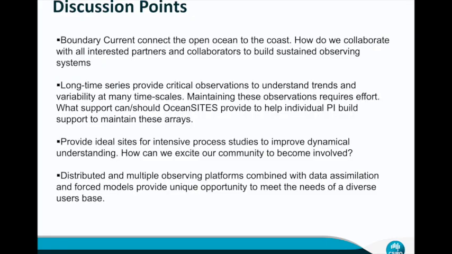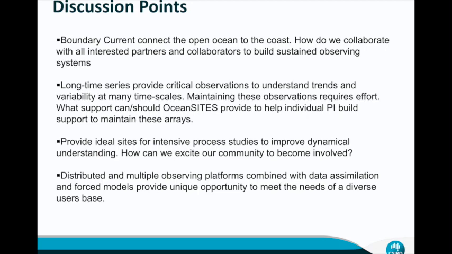I want to actually finish with just some discussion points to perhaps help feed into this session. And I've spoken about that the boundary currents are our connections between the open ocean and the coast, and we really do need to collaborate with interested parties about how do we sustain those systems, as I've said. We need to think a little bit outside of our immediate community and outside of our science community to build those partners, because I think they'll be our strong supporters once we can actually show how the value of the data that we collect and how it can actually fulfill some of their needs and requirements.